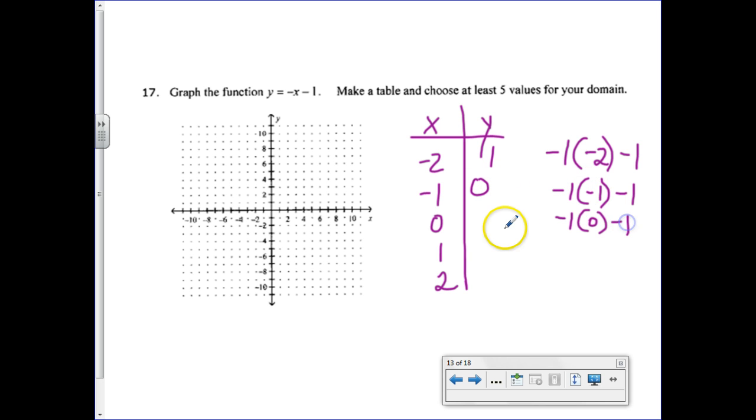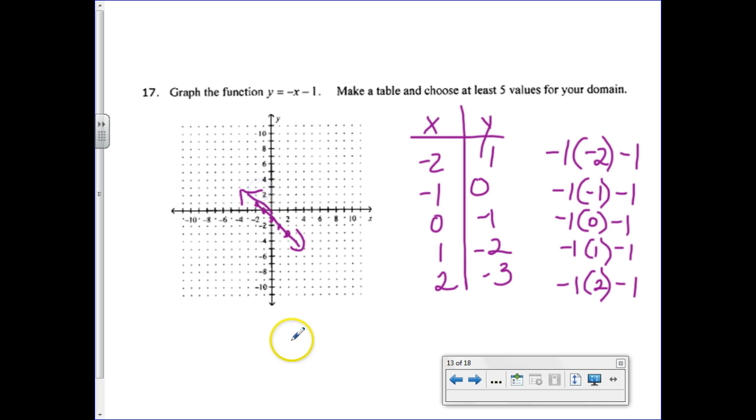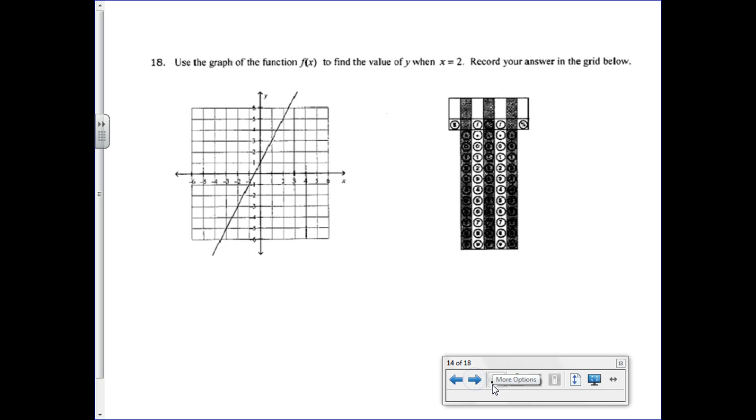-1 times 0 minus 1 is -1. -1 times 1 minus 1 is -2. And you get -3. So at -2, we're 1, at -1, 0, at 0, -1, at 1, -2, at 2, -3. This also makes a nice linear function. Straight line, sloping downward. Use the graph of this function, f of x, to find the value of y when x is 2, and record your answer in this grid.